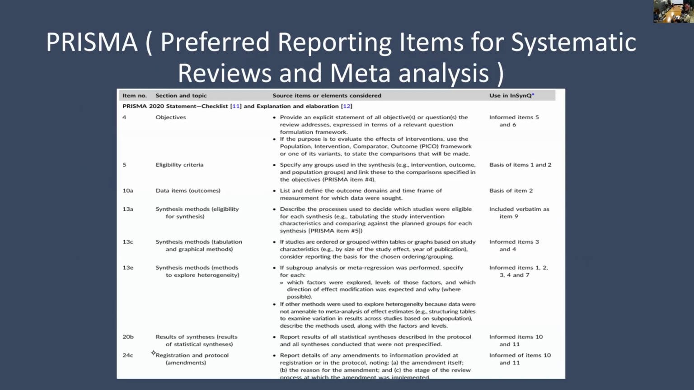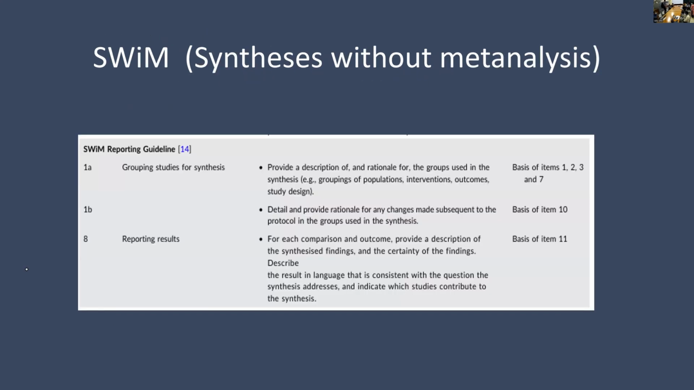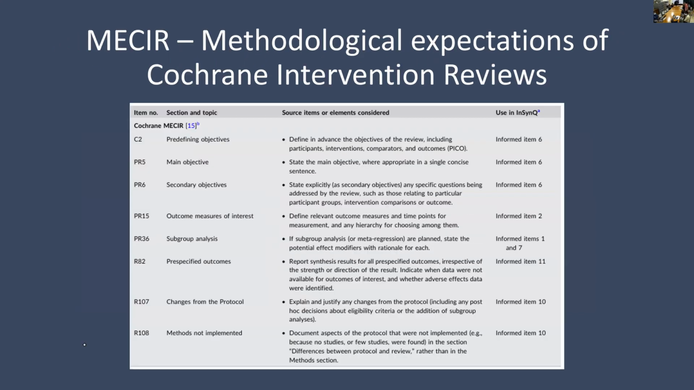So this is just showing, if you can remember, the PRISMA actually has 27 checklist items. Out of the 27, about 7 of them have been included in the InSynQ. SWiM has 9 items, out of which they have taken 2 complete items. And MECIR has 75 items, out of which they have again taken 8. So this is to highlight that it is not to replace any of these existing checklists, but only a culmination of the most important things for a subgroup.